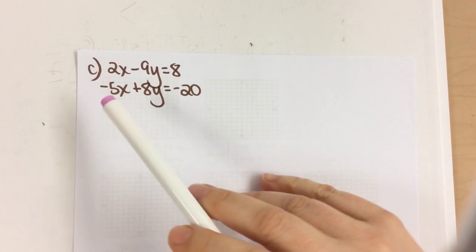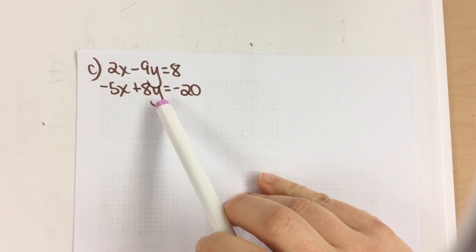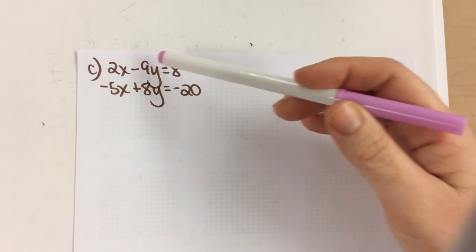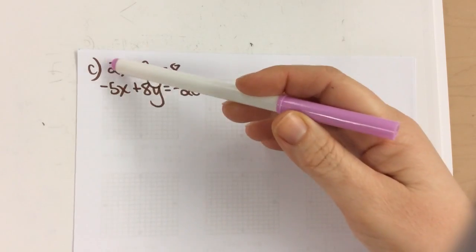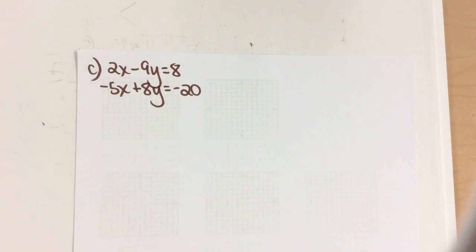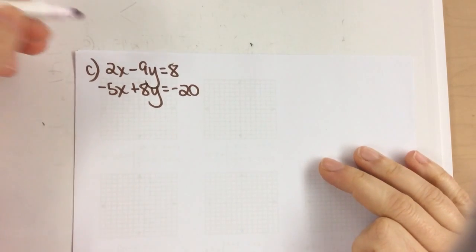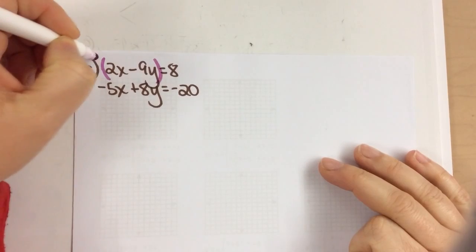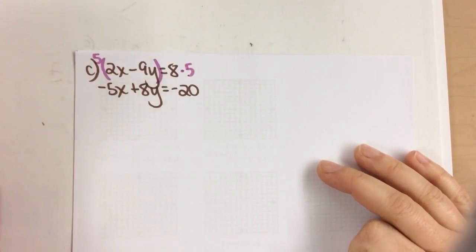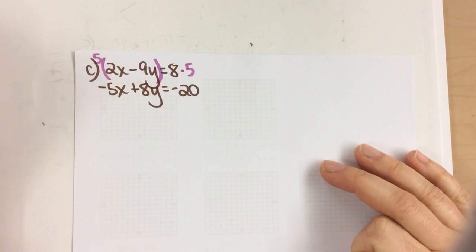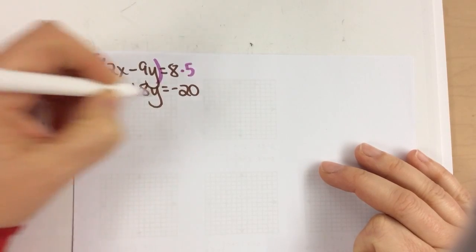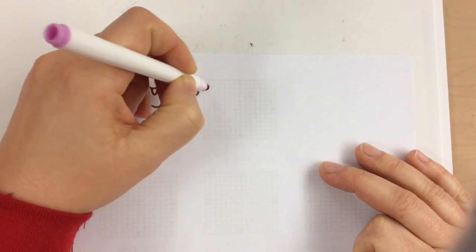So you can choose either the x's or the y's. It doesn't matter. So if I have to choose between dealing with 9 and 8 or 2 and 5, I'm going to deal with 2 and 5. So I want to think of the least common multiple of 2 and 5. What's the smallest number that both 2 and 5 go into? That would be 10. So to get a 10, I'm going to multiply this one by 5, and I have to do the entire equation by 5. To get a 10 here, I have to multiply this one by 2.